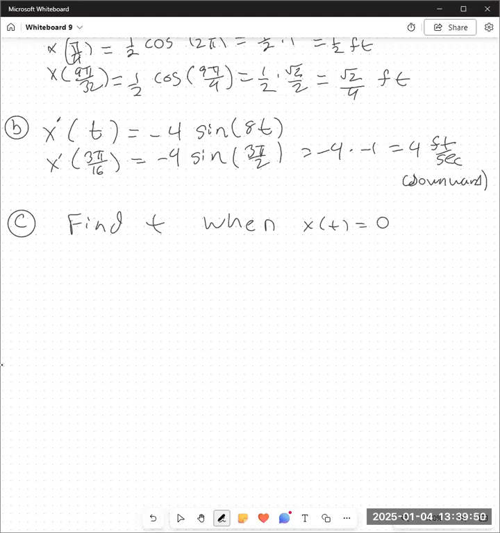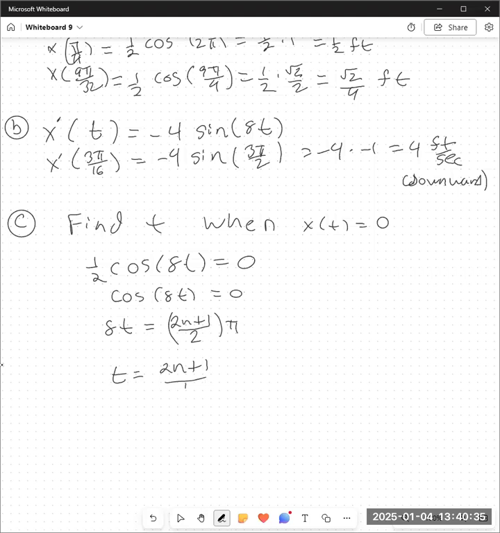And so we're going to have 1/2 cosine of 8t equals 0. So that means cosine of 8t equals 0, and 8t is going to be equal to our cosine of 0. To get all the answers for cosine is 0, that's going to be odd multiples of pi over 2. So that is (2n plus 1) over 2 times pi. And we're going to divide by 8 here, so t is exactly equal to (2n plus 1) over 16 pi, where n is equal to 0, 1, 2, and so on and so forth.